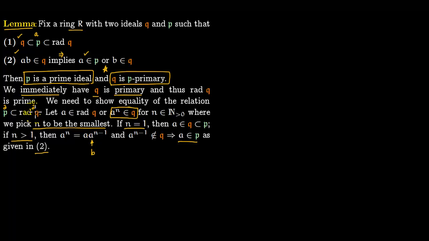We start with A in radical of Q. For n equals 1, it will lie within P, and for n greater than 1, again it will lie within P. And therefore there is an equality here. Every element lying here would lie here as well. So now we will summarize this in a remark and move on to decomposition.